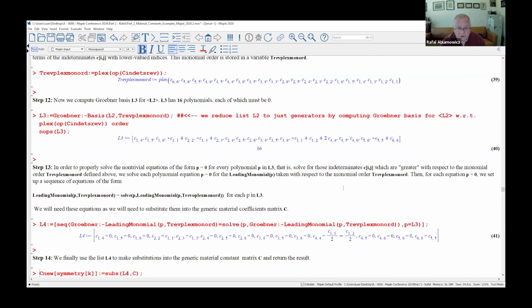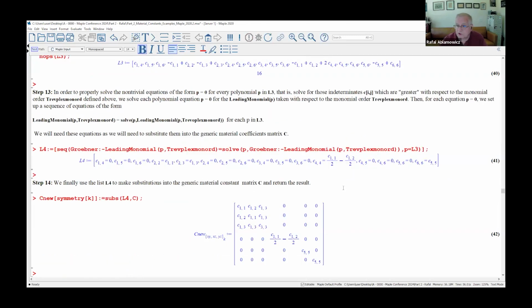I'm done. So eventually we obtain, by solving the system the second time, we can substitute this into the original generic matrix C using the theory described by Jane, and we obtain the constants matrix that looks like that. Anyone who is interested in having the worksheet, I will be happy to share it, either as a PDF file or as a worksheet, because at the bottom I have examples. I have altogether 14 examples where more complicated symmetries are used.